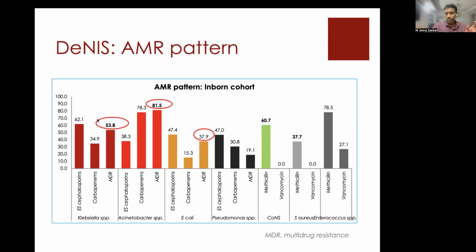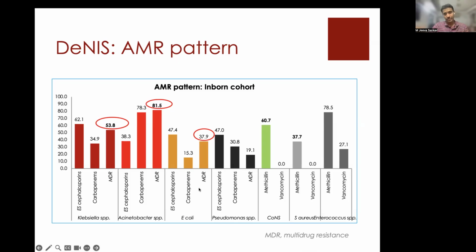You can see that more than half of all the Klebsiella isolates were multi-drug resistant, and more than one-third were carbapenem resistant. And when you talk about Acinetobacter, they are much more resistant than Klebsiella and any other organism. More than 80% of Acinetobacter isolates were multi-drug resistant, and about 80% were carbapenem resistant, that is meropenem resistant.